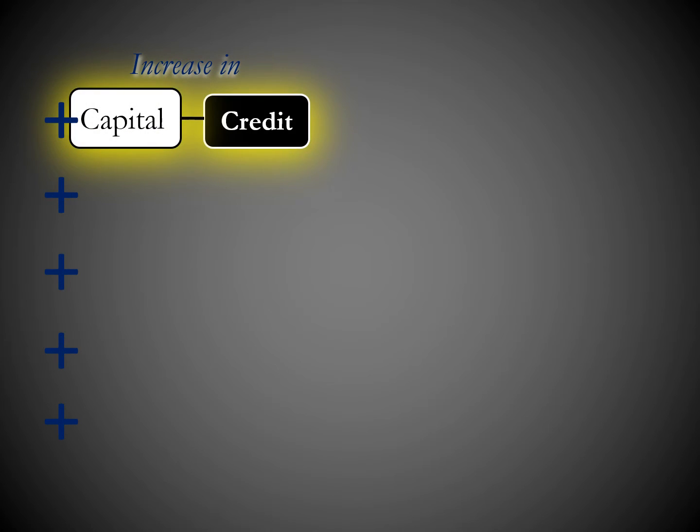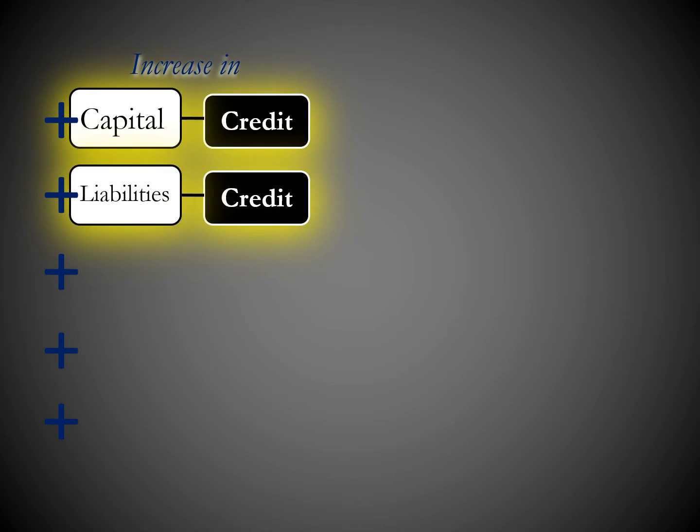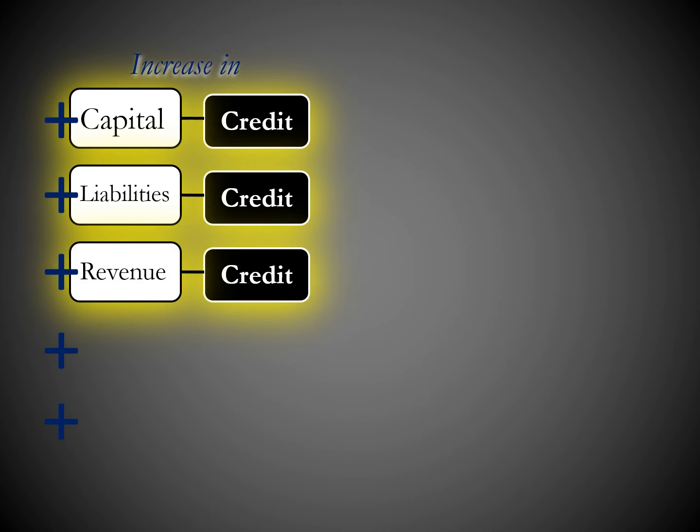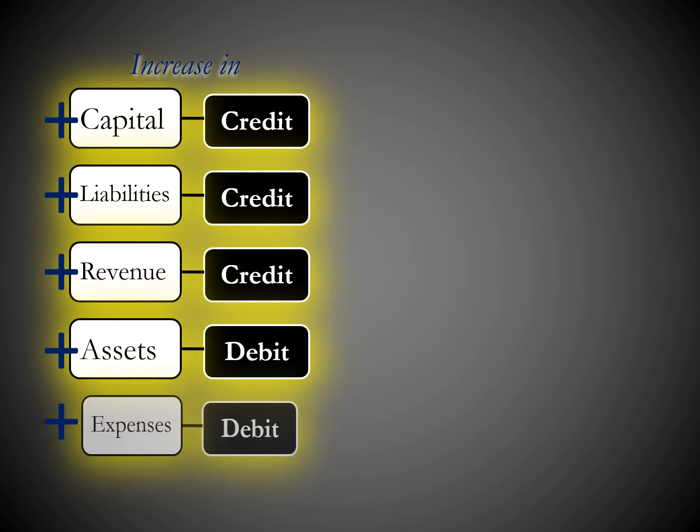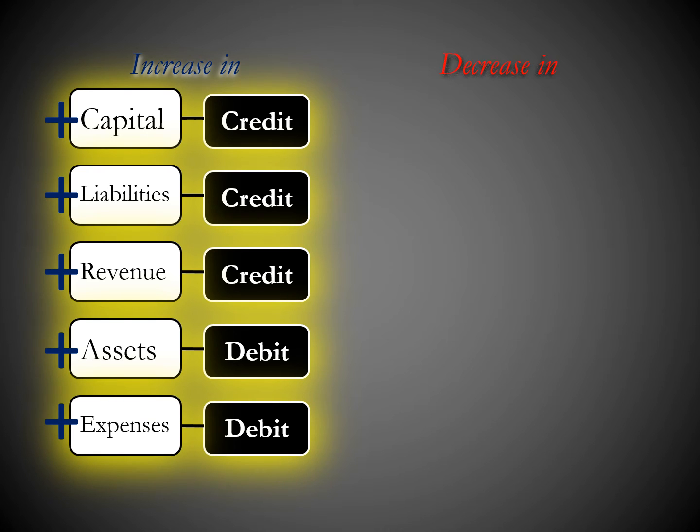We have seen the natural balances of sources of money is credit. So, if there is any increase in source of money, it will be credited. That's why increase in capital is credit, increase in liability is credit, increase in revenue is credit. And we have seen that natural balance of applications of money are debit. So any increase in assets will be debit, any increase in expenses will be debit.